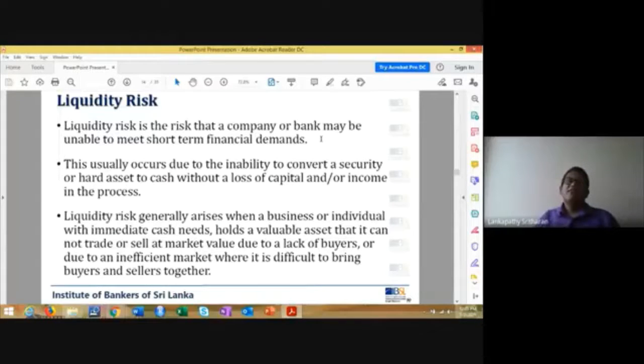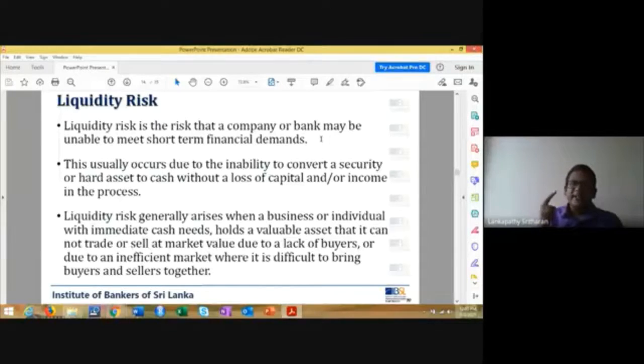For example, if they are holding only long-term liquid assets and try to sell them into the market, it is very difficult to find buyers due to the inefficiency of the market. That also may create a liquidity risk. So there are two conditions.